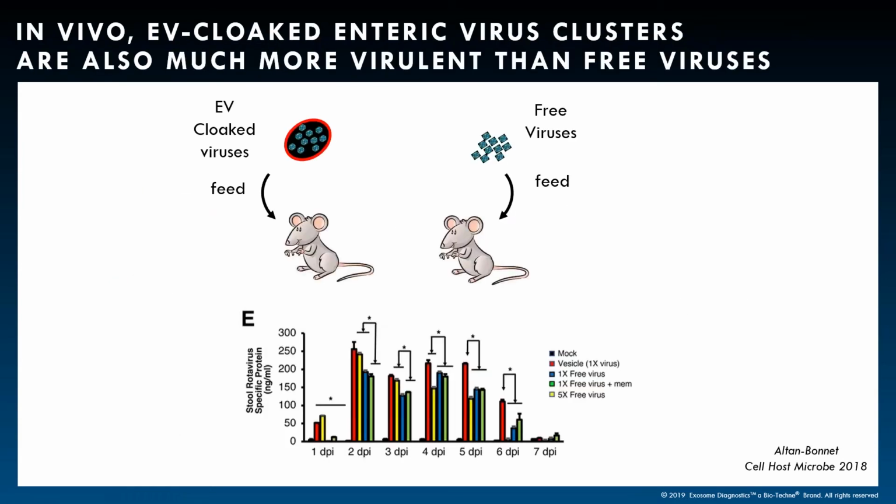This is true in vivo as well, where mice were fed either EV cloaked viruses or free viruses. And in every case, you had a more efficient infection with the EV cloaked virus, even though it is the same number of viruses, but they will be in mass, basically, in the EV fraction.